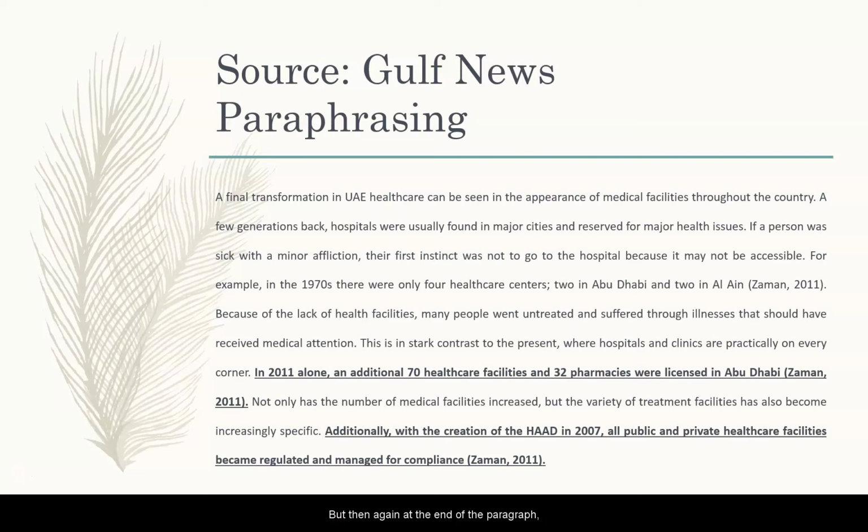But then again, at the end of the paragraph, where we've included more information from the same source, we include another citation with the last name and the author's, the year of publication. Now the reason that we included two citations is because the sentence that comes between is not from a source. It's written from the writer's ideas.